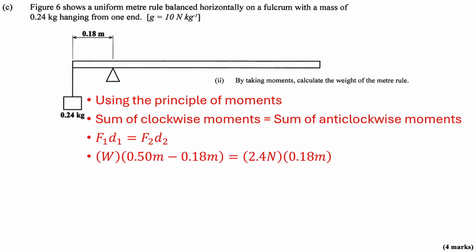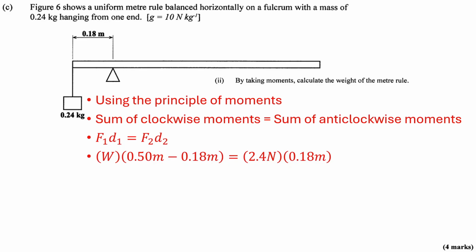The distance will be 0.50 minus 0.18. Why 0.50? Well, because we're told that it's a uniform meter rule. If it's a meter rule, then it has a length of 1 meter. If it's uniform, then its weight will be right at the midpoint, half of that 1 meter. So then the distance to the pivot will be 0.50 minus 0.18.